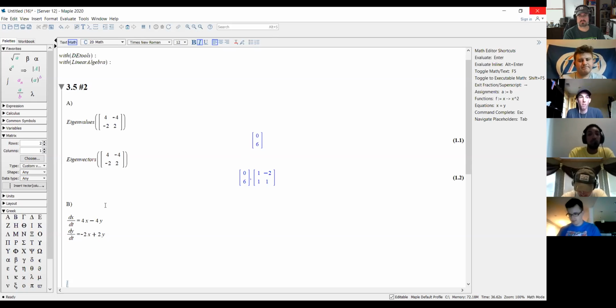Ta-da! These are them. So notice that if you were to calculate the determinant for that matrix, it would be diagonally 4 times 2 minus negative 2 times negative 4, and so that would be 0. It's already got a determinant of 0. So what's special about this? When the determinant already equals 0, what does that guarantee we're going to have?